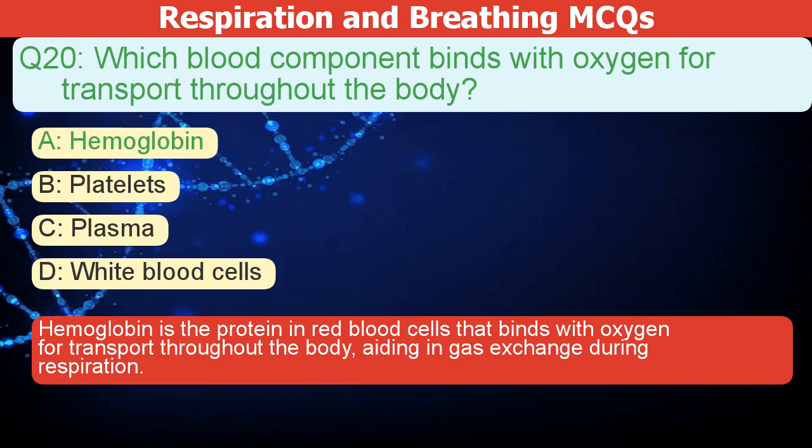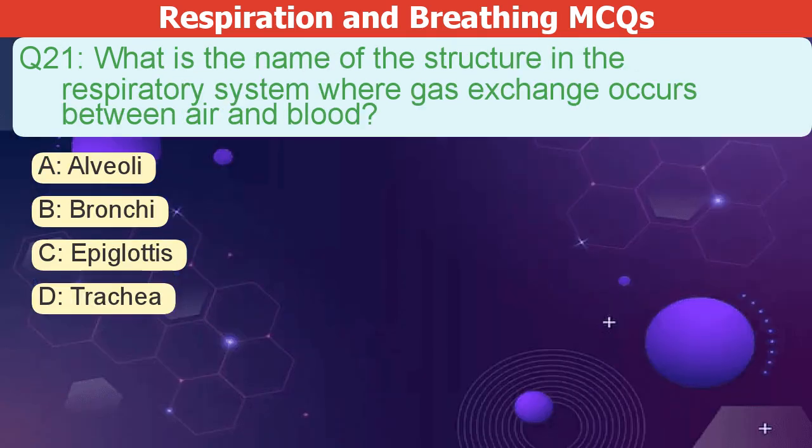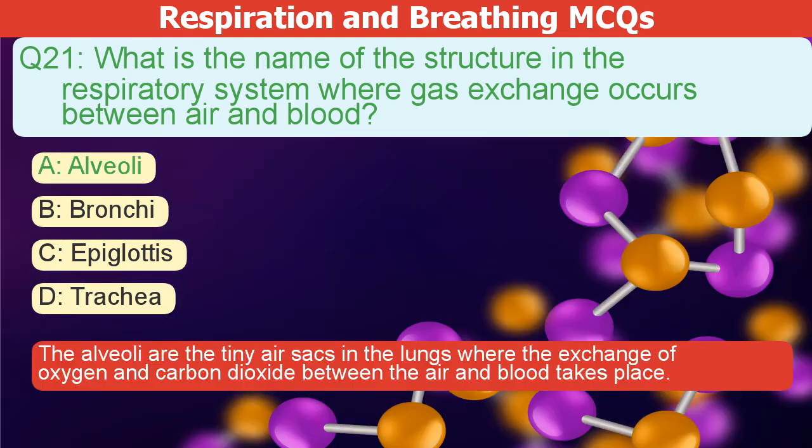What is the name of the structure in the respiratory system where gas exchange occurs between air and blood? A. Alveoli. B. Bronchi. C. Epiglottis. D. Trachea. The correct answer is A. The alveoli are the tiny air sacs in the lungs where the exchange of oxygen and carbon dioxide between the air and blood takes place.